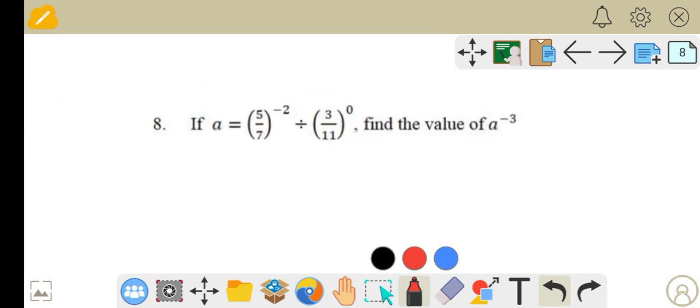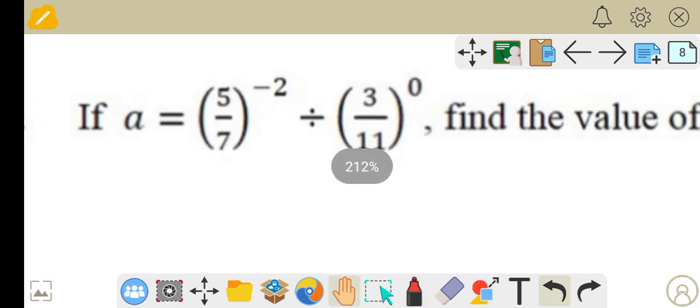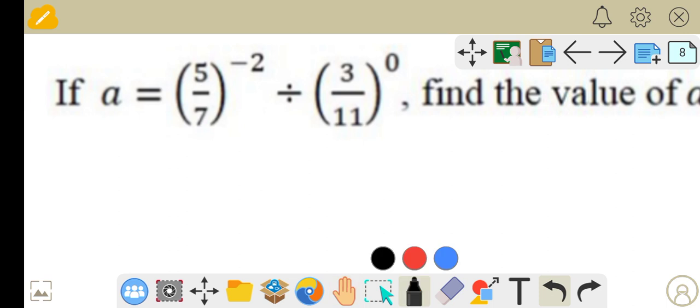In the next question, we are given a value of a and we are required to calculate the value of a to the power minus 3. First of all, we need to simplify the value of a. In the value of a, the first part has an exponential number, we can solve it. It will be 7 by 5 because of removing the minus symbol in the exponent. So now it is 7 by 5 to the power 2.